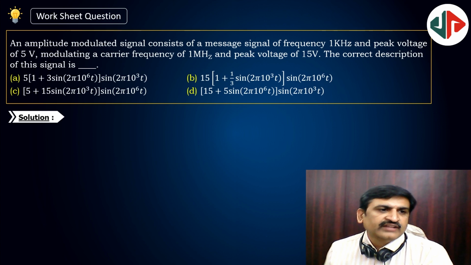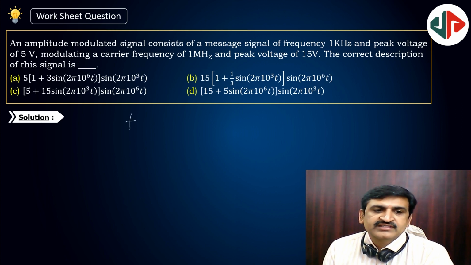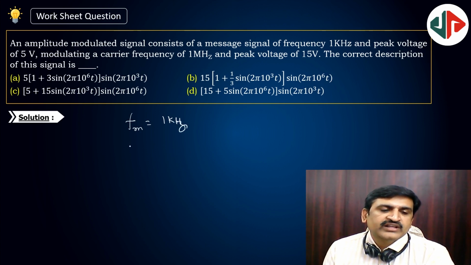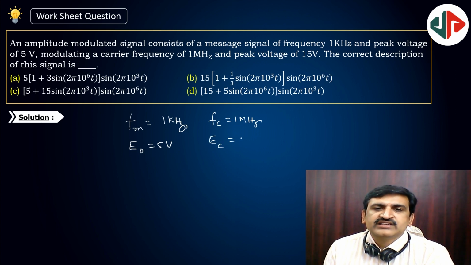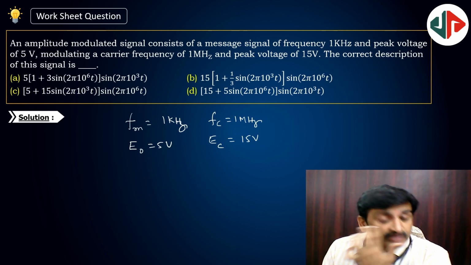An amplitude modulated signal consists of a message signal of frequency 1 kilohertz. Message signal frequency is equal to 1 kilohertz, and peak voltage E0 is equal to 5 volt. Modulating carrier frequency 1 megahertz and peak voltage E carrier is equal to 15 volt, and the correct description for this signal is, this is the equation of a modulated wave.